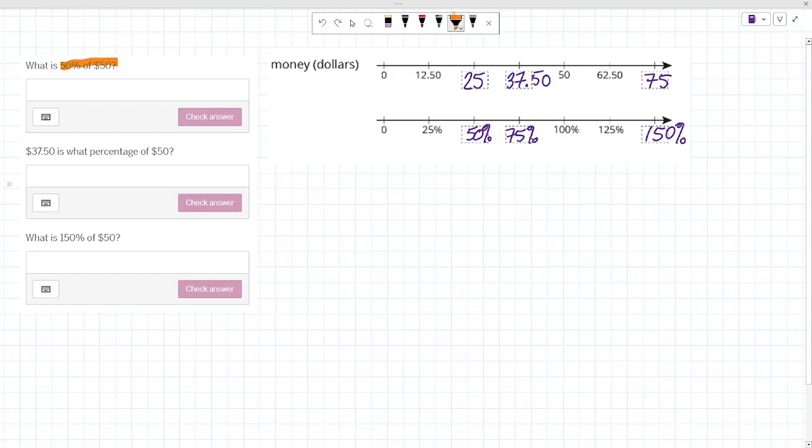So 50% of $50, here's 50% of $50, that's going to be $25. So I would want to put $25. Next, $37.50 is what percentage of $50? Well, find $37.50 on the double number line. Here it is. What percentage of $50 is that? 75%. So I would put 75% there.